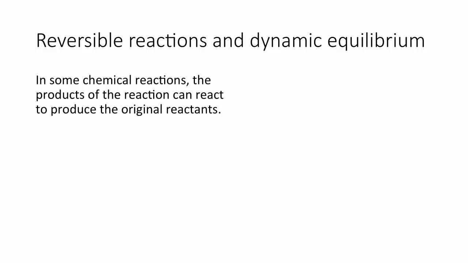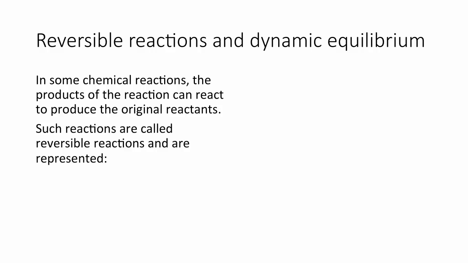Reversible reactions and dynamic equilibrium. In some chemical reactions, the products of the reaction can react to produce the original reactants. Such reactions are called reversible because reactants can produce products and the products can go back to reactants. These reactions are represented using double arrows to show that the reaction can be reversed.